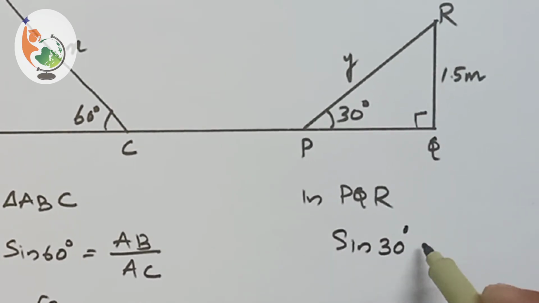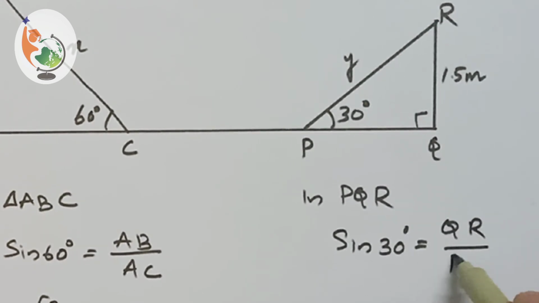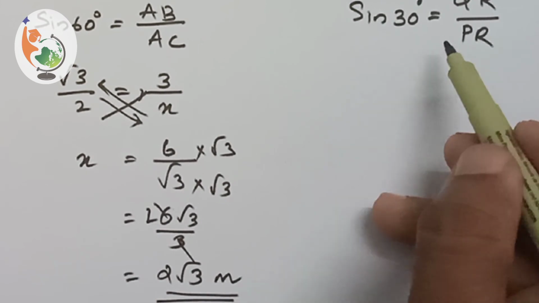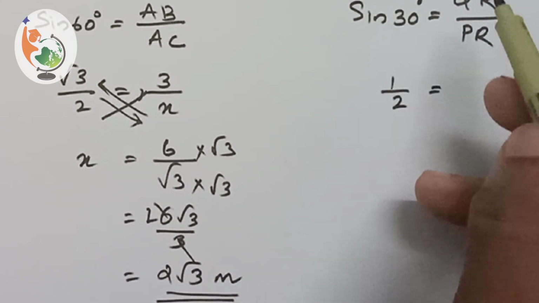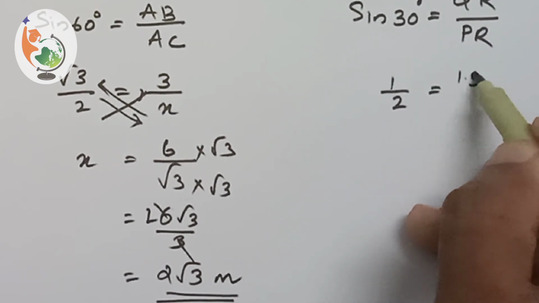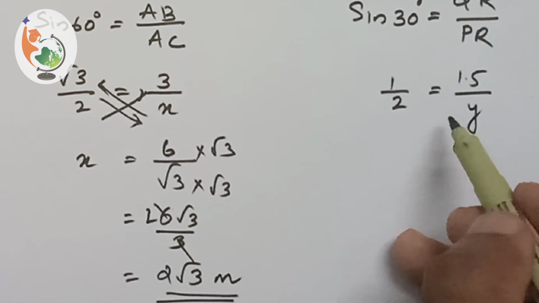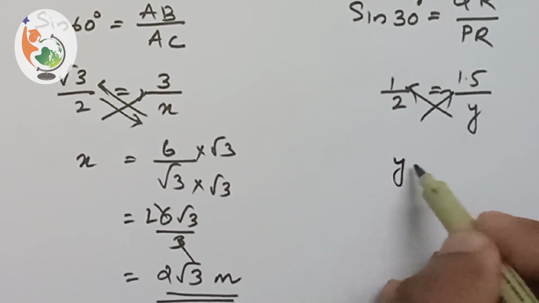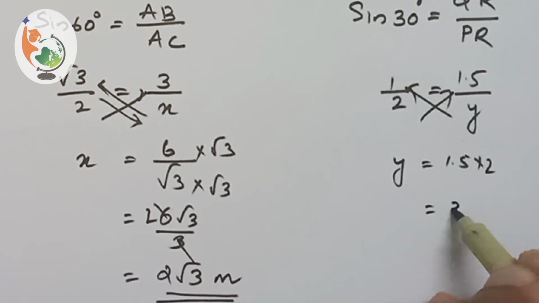Sine 30 degree is equal to QR by PR. We know the value of sine 30 degree, that is 1 by 2, is equal to QR is 1.5, PR is Y, that we have to find out. When we multiply, Y is equal to 1.5 into 2, that is 3 meter.